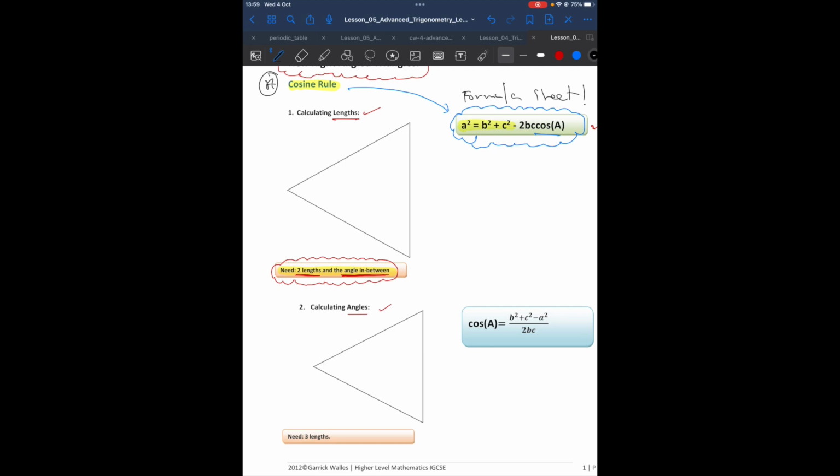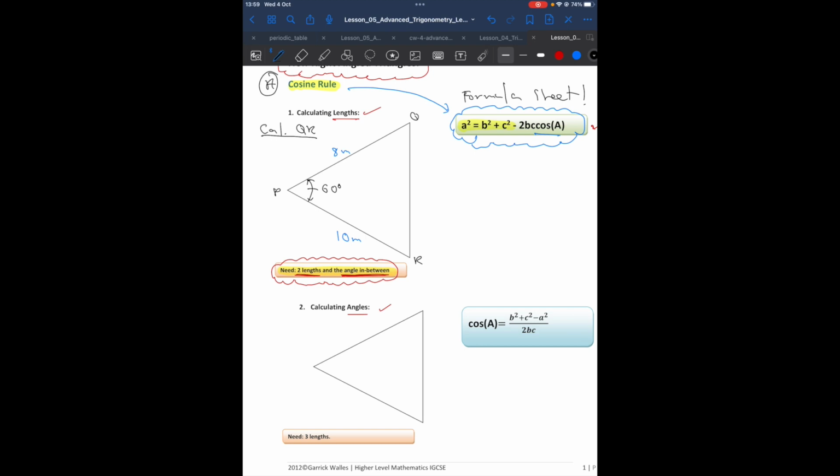Let's say that we have a triangle PQR. We're told that the angle here at P is 60 degrees. And we're given these two lengths, 8 meters and 10 meters. And the question will ask us, calculate the length Q to R. Now, it's very, very important that you label the sides properly.